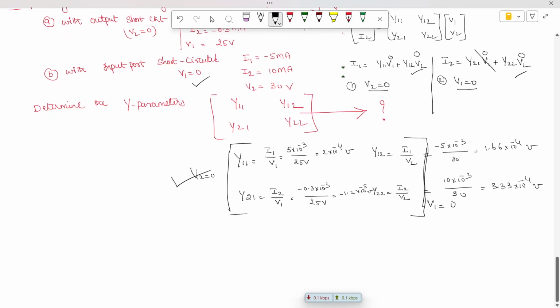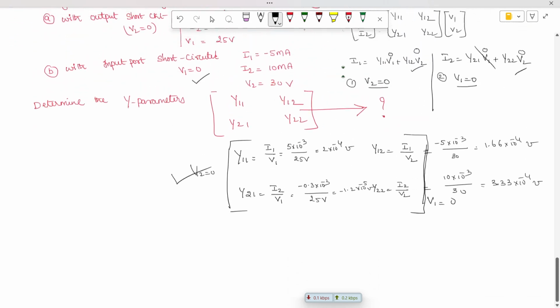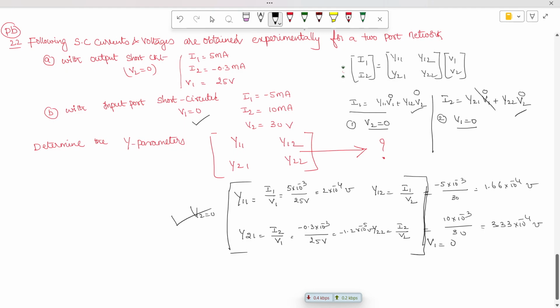So hope you understood the problem. This is very simple, just write down the standard form of the equation. If you don't remember, just remember this standard format, because I is equal to yv. When you express it in this format, things are automatically simplified. So just make the output short circuited, and automatically we can find y11 and y21. When you make v1 equal to 0, then automatically we can write y12 as well as y22.